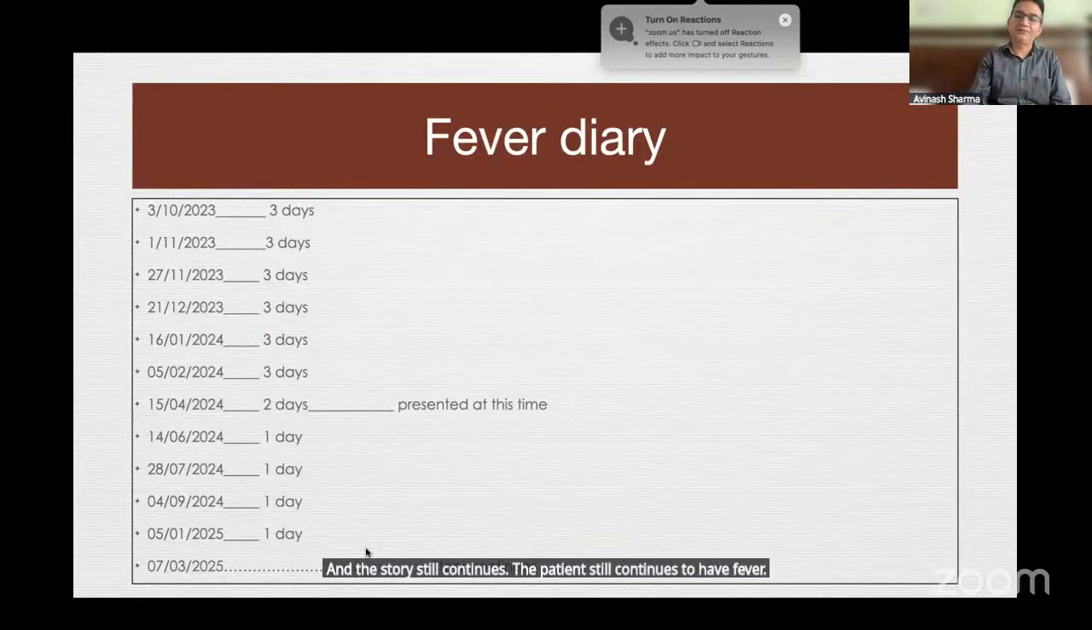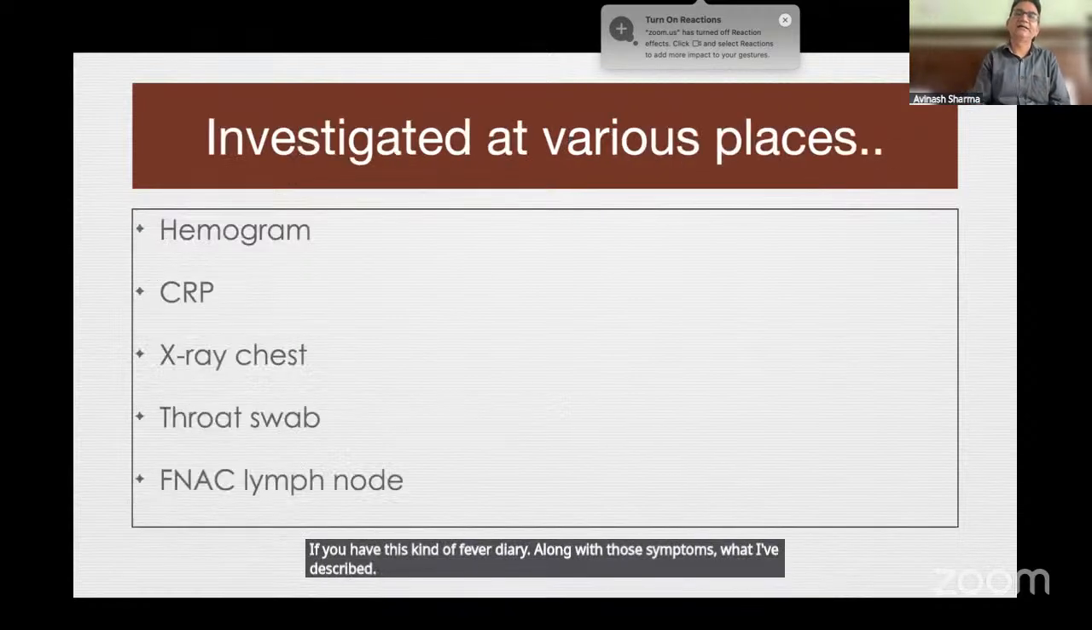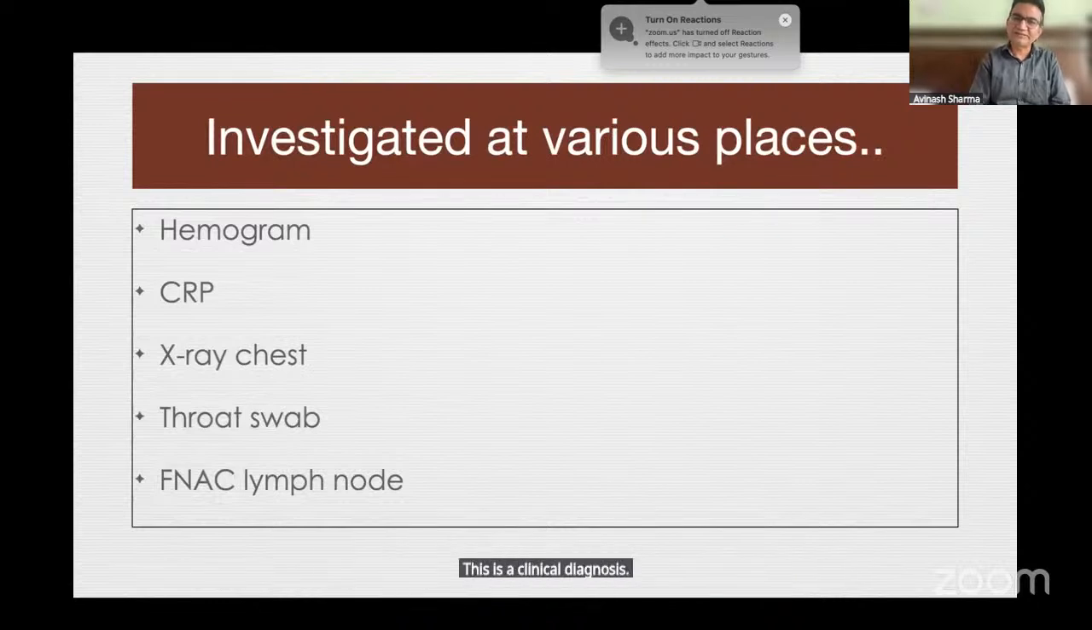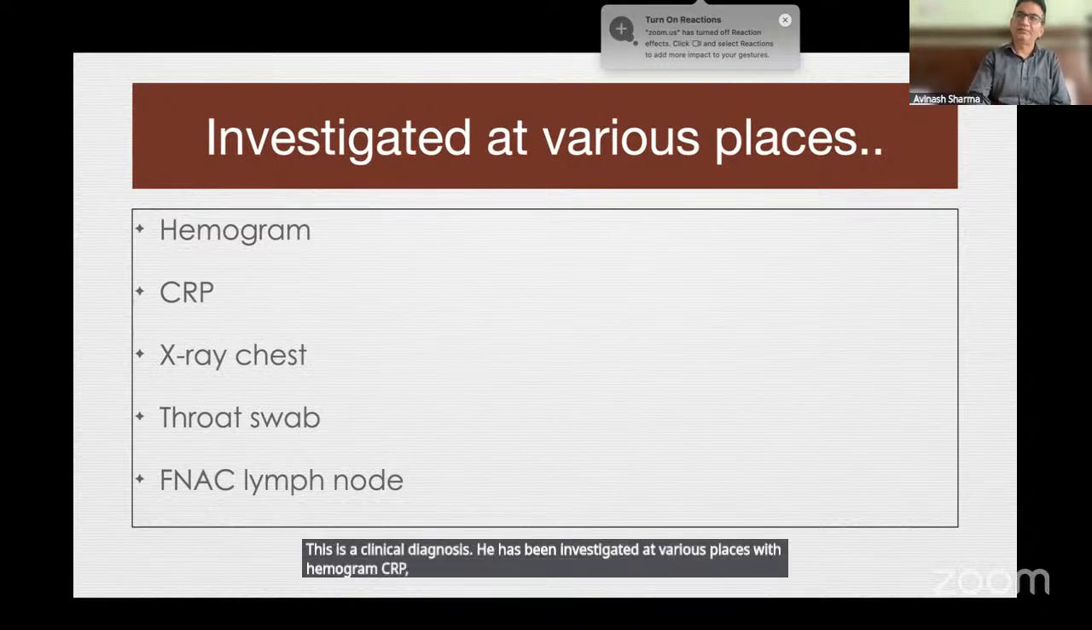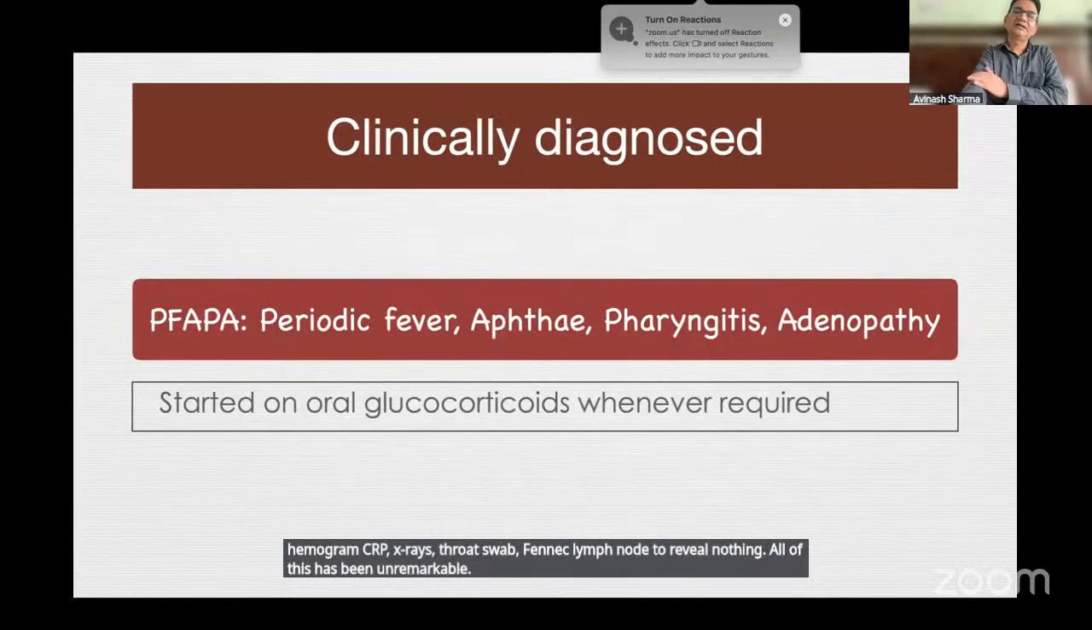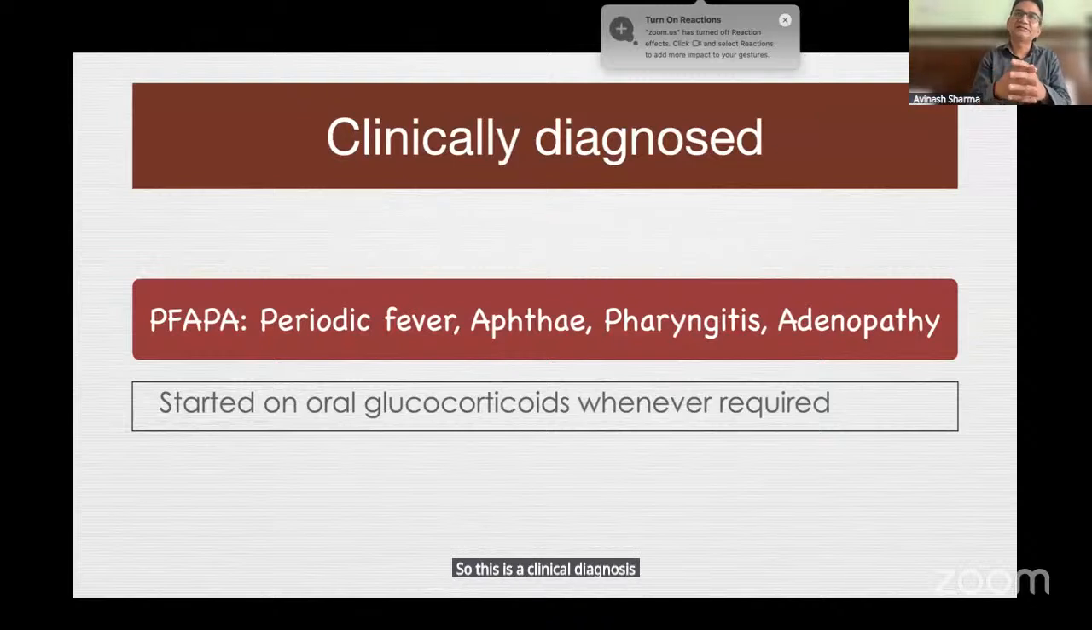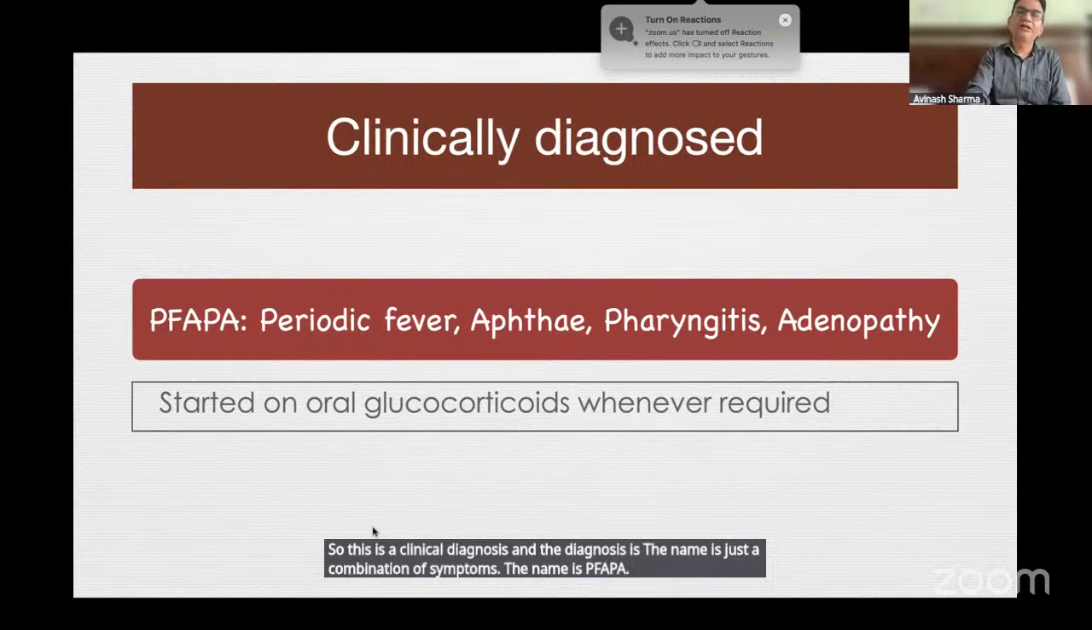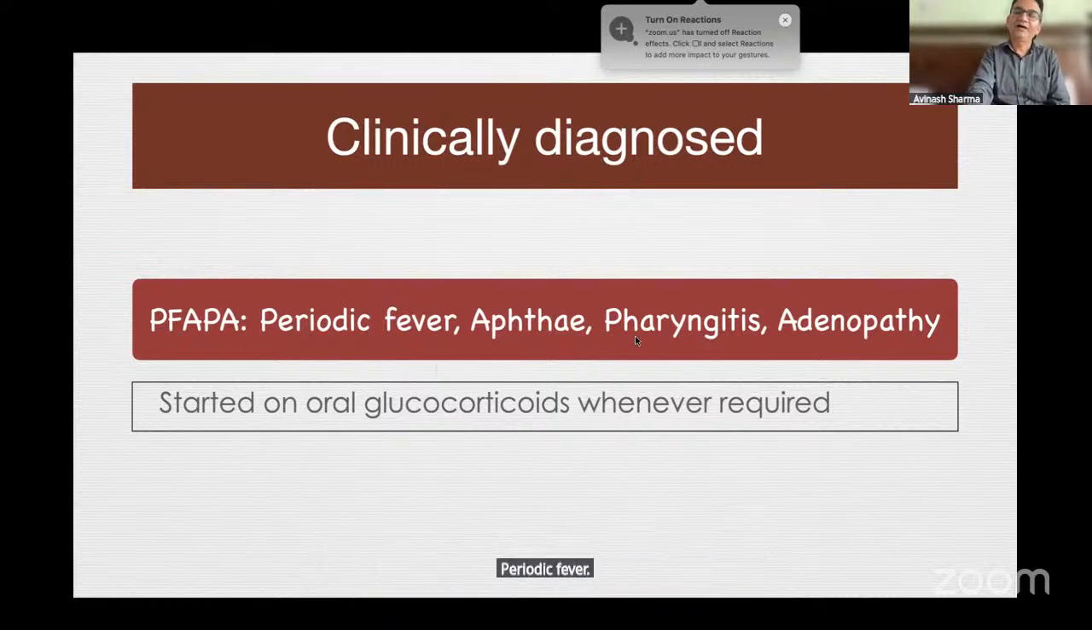If you have this kind of fever diary, along with those symptoms that I have described, this is a clinical diagnosis. He has been investigated at various places with hemogram, CRP, X-rays, throat swab, FNAC of lymph node, all of which revealed nothing. All of this has been unremarkable. So this is a clinical diagnosis, and the name is just a combination of symptoms. The name is PFAPA: periodic fever, aphthae, pharyngitis, adenopathy. So these children come with periodic fever, oral ulcers, pharyngitis, and lymphadenopathy.